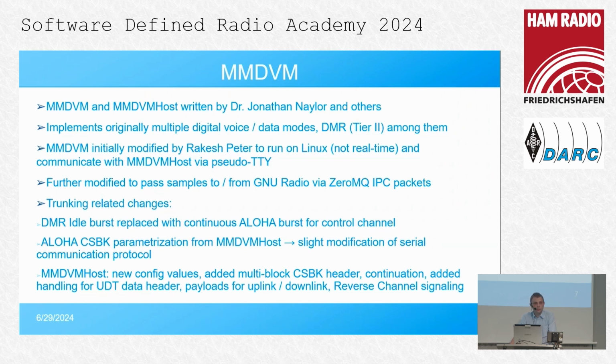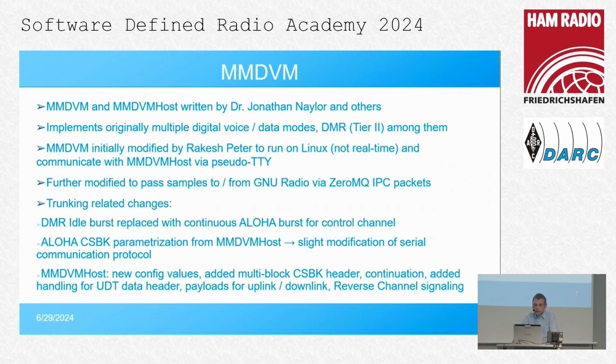So instead of running on a microcontroller, as originally, it was modified to run on a Linux system, not in a real-time way, and also to communicate via pseudo TTY with the MMDVM host. So not a real serial connection. Then I further modified MMDVM to pass samples. So instead of talking directly to the analog and digital converters, to pass samples to and from GNU Radio via 0MQ interprocess communication packets.